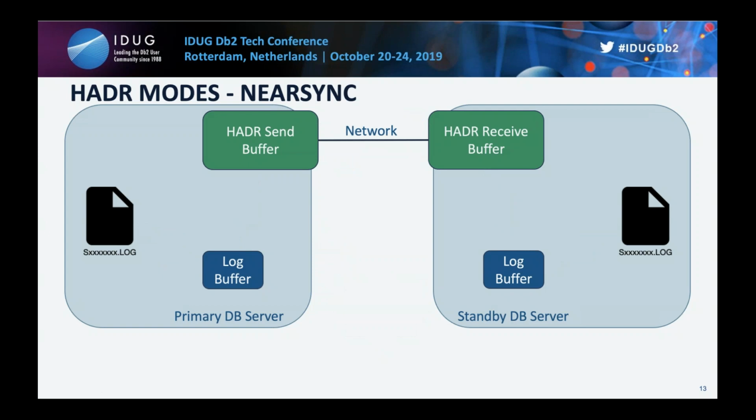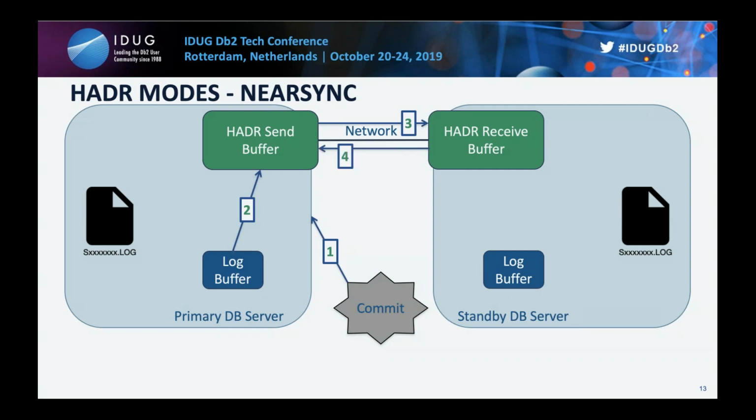Now, the next HADR mode I want to talk about is near-sync. What near-sync does is when a commit comes in, it will write the log buffer out to that HADR send buffer, send that over the network, and then the acknowledgement will come immediately back from the standby. And then it will also, of course, do the local processing. It will write the log buffer out to the log file, and then your commit will be considered successful. So with this method, what we've done is we've eliminated disk on the standby server. So there's a lot less that has to go on the standby server before we get an acknowledgement back. But we still have that network in the middle. So that's still something that can slow down. We still need that network to be super fast.